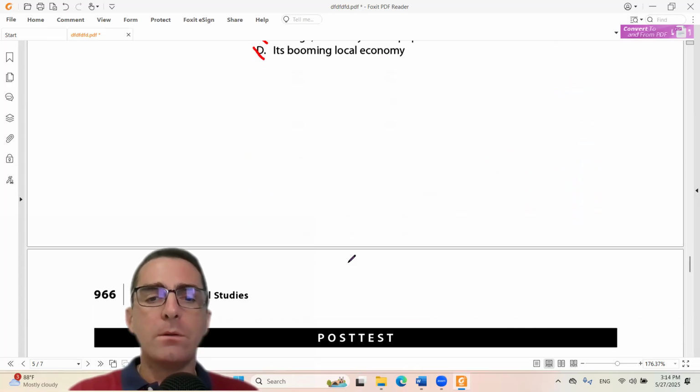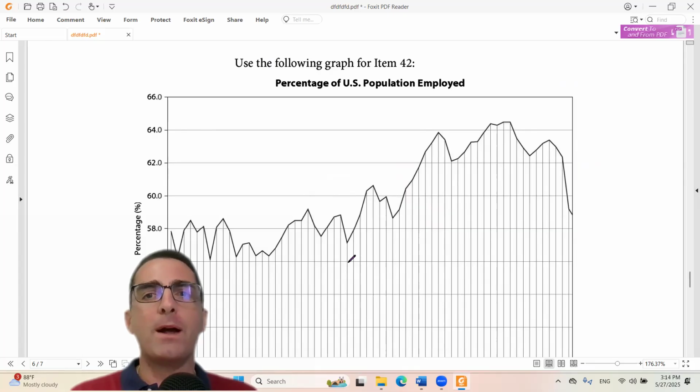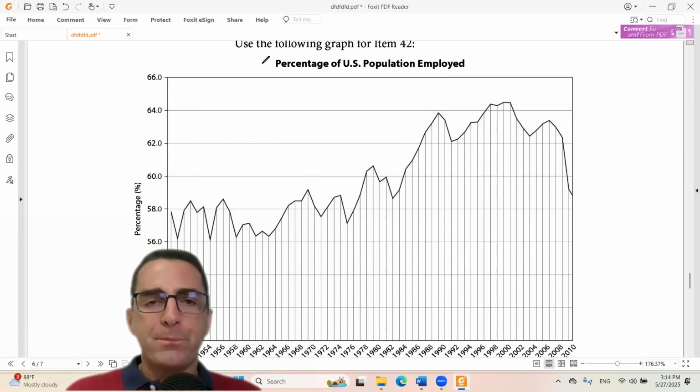And that is us, I think. Or do we have one more? We have another one. They're good. We're going to be doing this forever. Maybe not. The following graph for item 42.